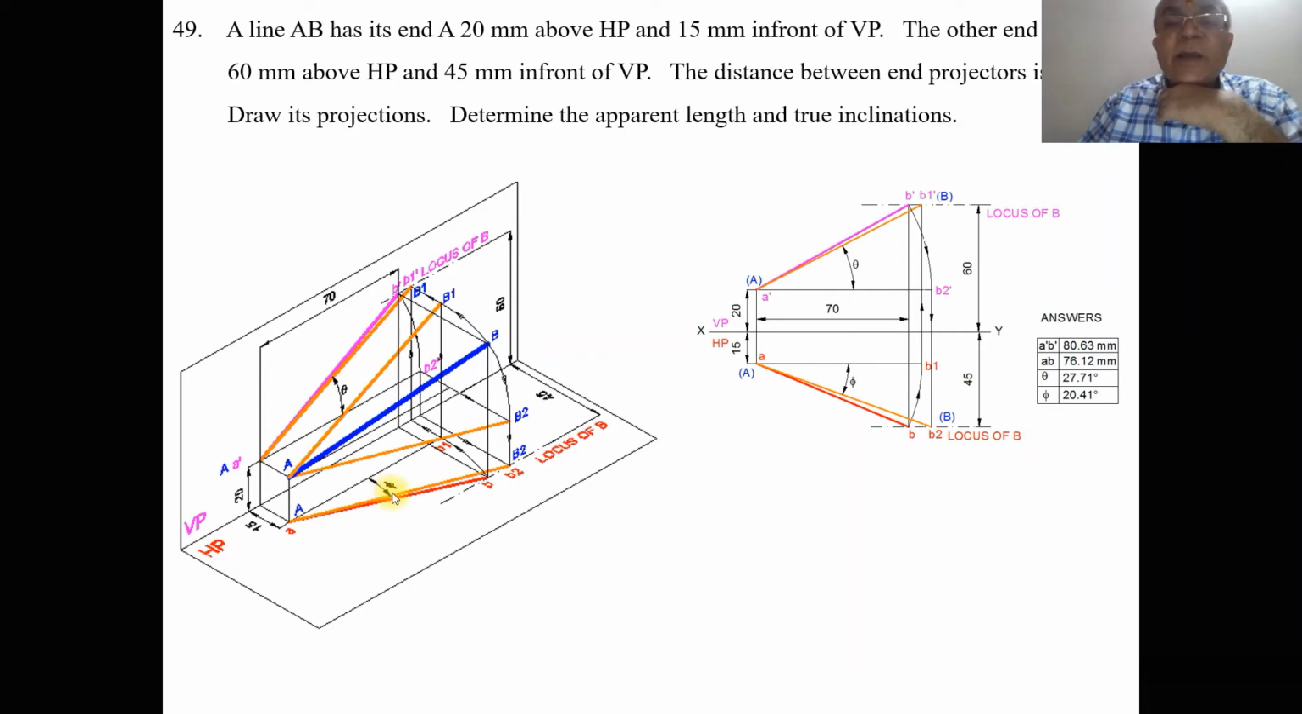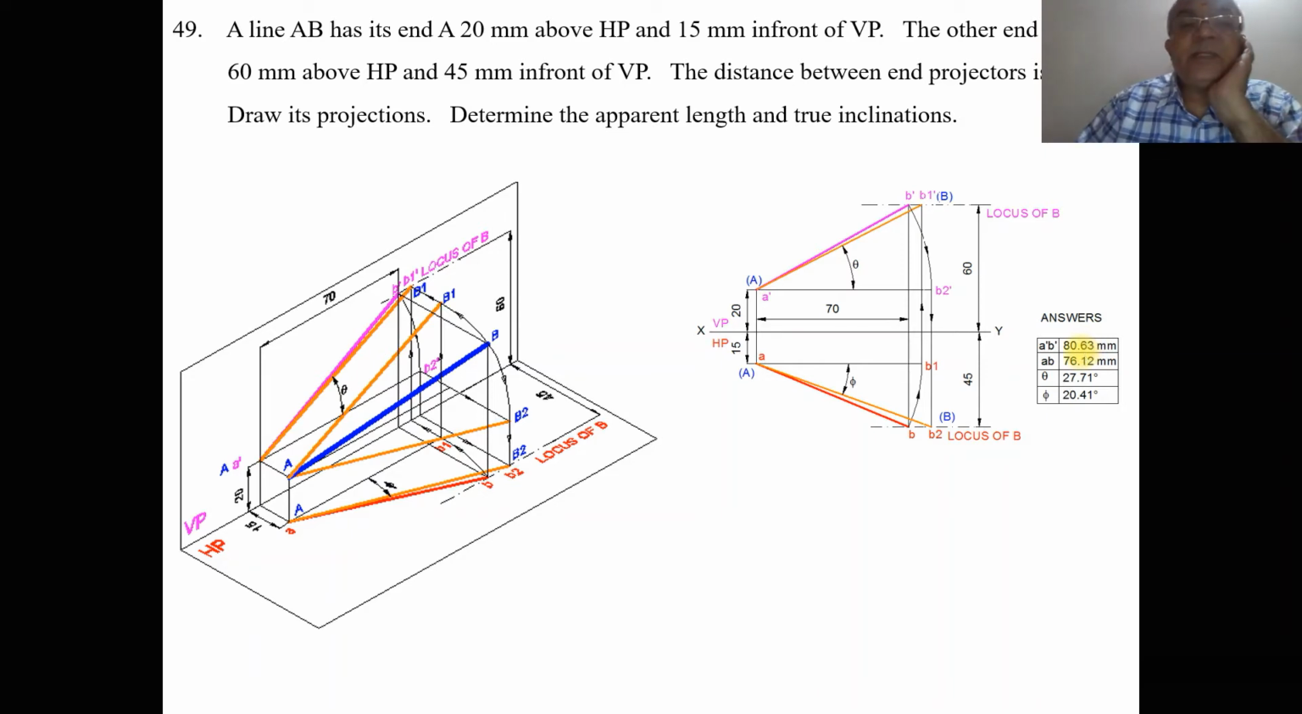You measure that it is phi, and also you measure the front view distance, which is A dash B dash, and the top view distance, which is AB. AB is 76.12 when doing it in the computer. When doing it manually, it will be 76, and A dash B dash is 80.63, and A dash B dash will be equal to 81 mm when doing it manually. So this is how we are able to analyze this problem in 3D.